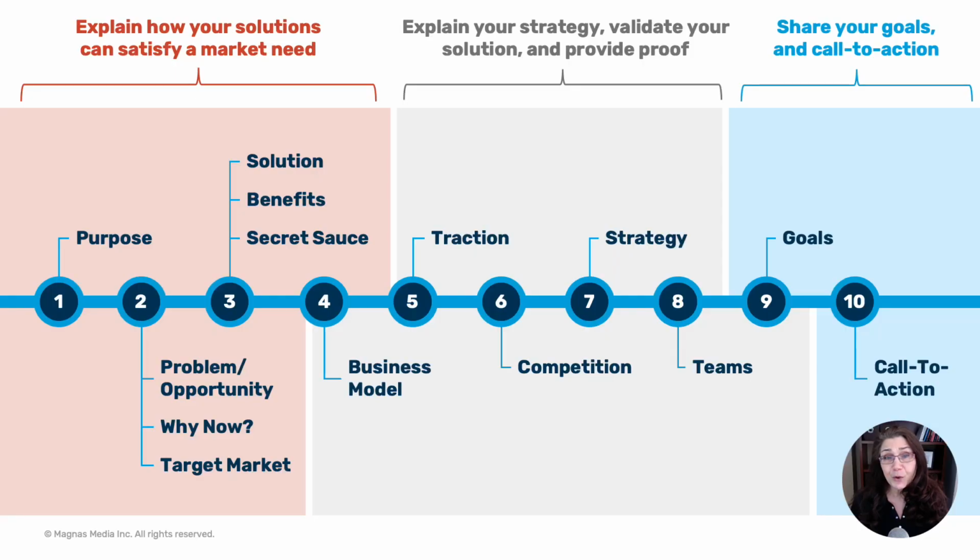So now you know how to adjust your message to fit different audiences. And you also completed the first part of your presentation, which is how to explain your solution, how your solutions can satisfy a market need. So now you can see how the purpose, the cover, the problem, and the solution all fit together. Now, in the next section, we're going to be talking more about how you can explain your strategy and how you can validate your solutions and provide proof that you can get the job done.